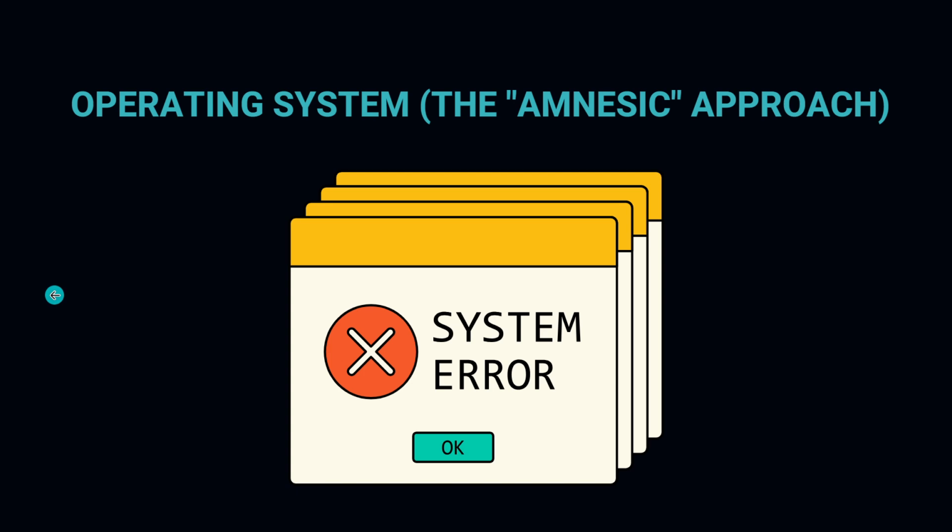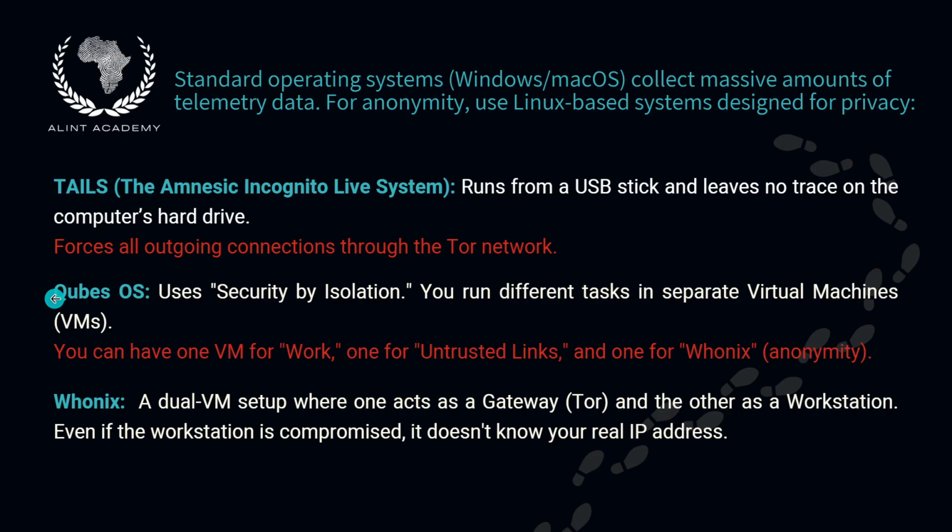Operating system. The amnesic approach. Standard operating systems such as Windows or macOS collect significant telemetry data. For higher privacy requirements, Linux-based systems designed for anonymity may be considered. Tails, the Amnesic Incognito Live System, runs from a USB device and is designed to leave no trace on the host computer. It routes traffic through the Tor network and is built to minimize persistent data exposure.